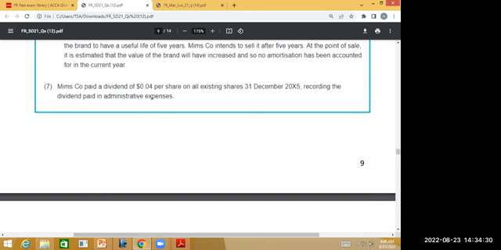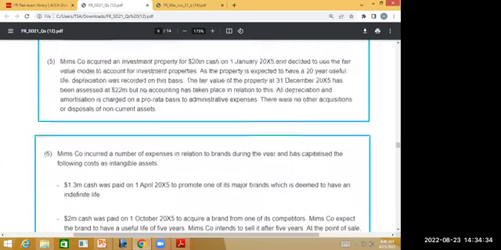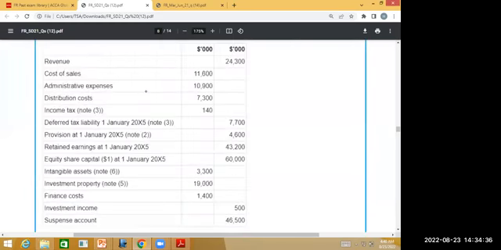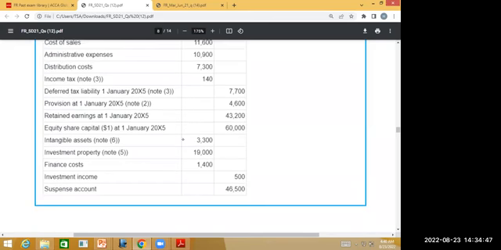So first we are going to calculate the dividend paid, 0.04 per share. So how many shares do we have? 60,000 into 0.04. 2,400 is my dividend payment, which has already been charged in the administration expense. So you need to deduct 2,400 from this 10,900 figure.